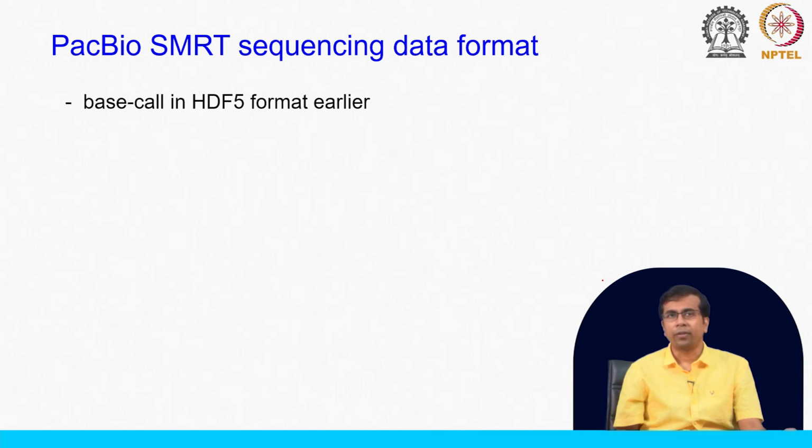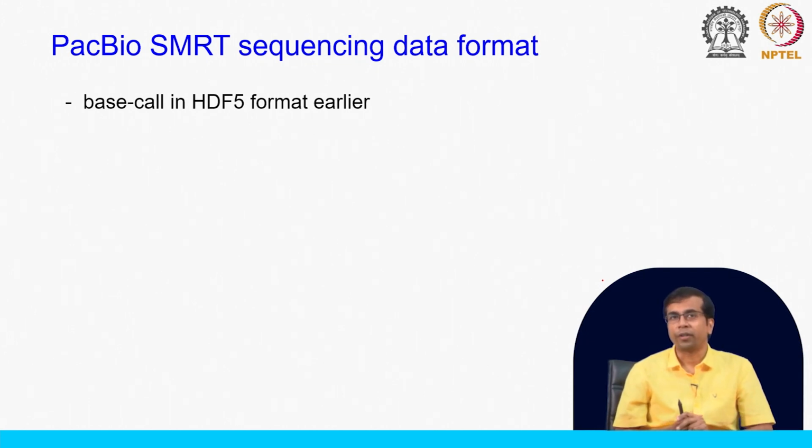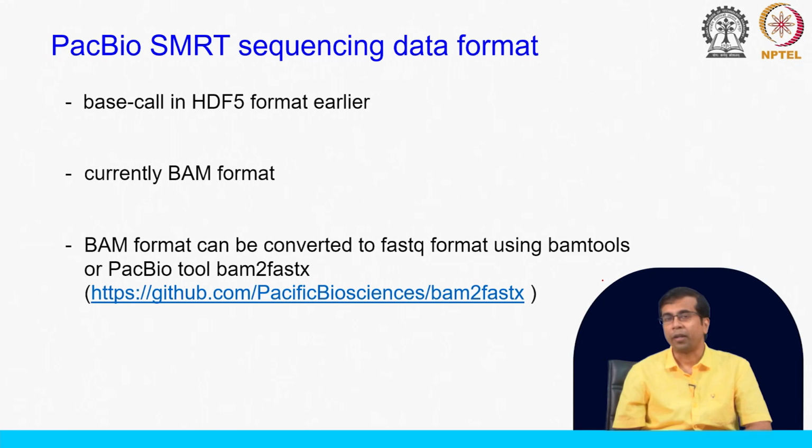This SMRT sequencing reported the data in HDF5 format earlier. We will talk about what this HDF5 is in a moment, and the base call data was present in HDF5 format. But currently they use something called BAM format, and we will talk about what this BAM format is when we talk about the mapping problem, etc. BAM format is a machine readable, binary format, and it can be converted to FASTQ format. There are tools that will allow us to convert this BAM format to FASTQ format.